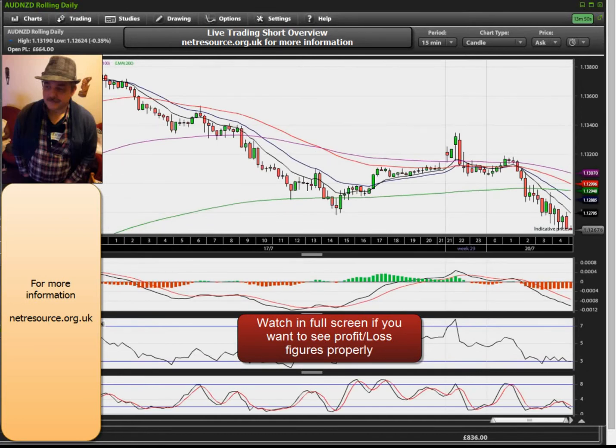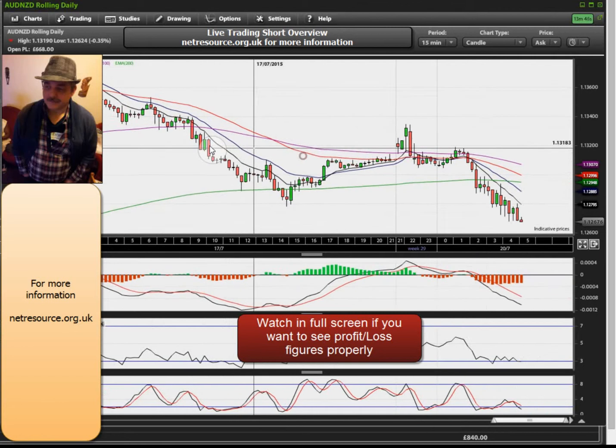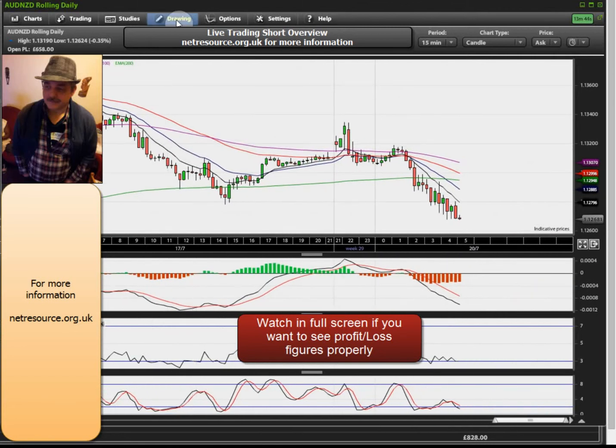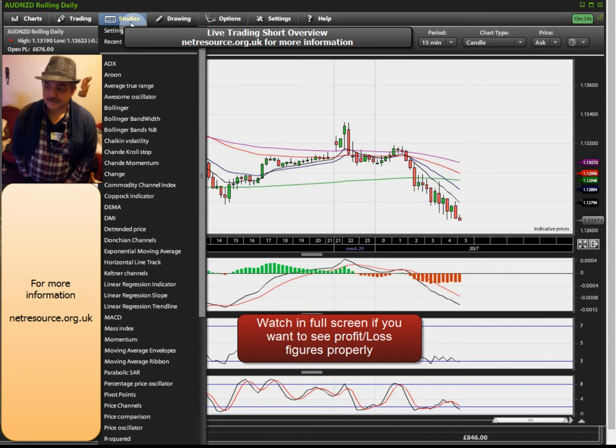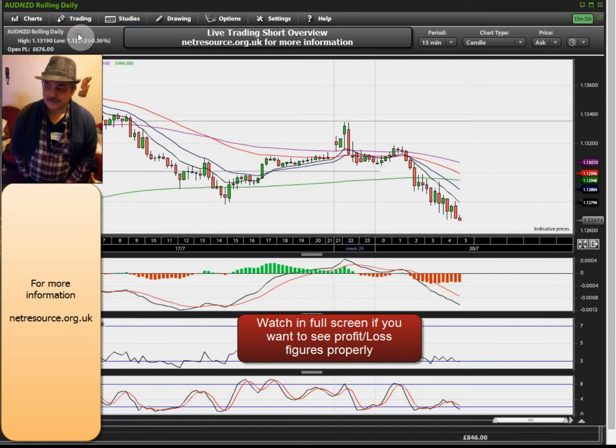Here we have another trade on Aussie Kiwi, Aussie New Zealand, £658 in profit at the moment. Fluctuating, of course. You can see my profit margin is going up there and going down as well, as the trades fluctuate.